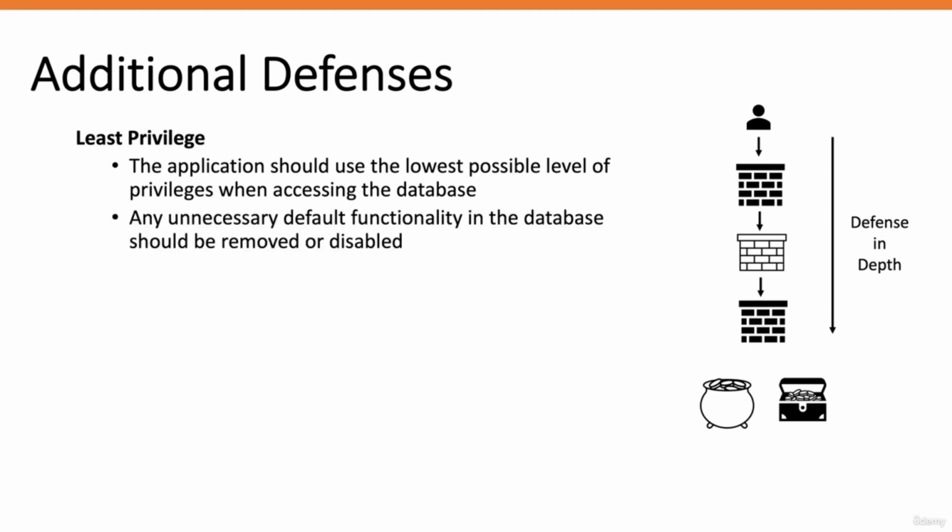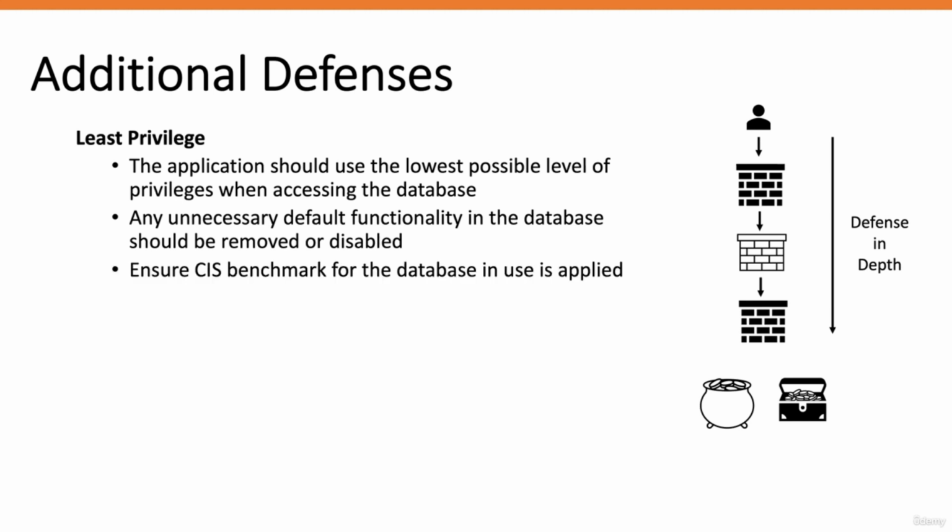Any unnecessary default functionality in the database should be removed or disabled. That includes things like functions that allow you to execute system commands from the database, also functions that allow you to make a network connection, that we talked about with out-of-band SQL injection, right? So functions that allow you to do that. Any unnecessary default functionality that you don't need for the application to function should be removed because it decreases the amount of things that an attacker can use in order to penetrate your organization.